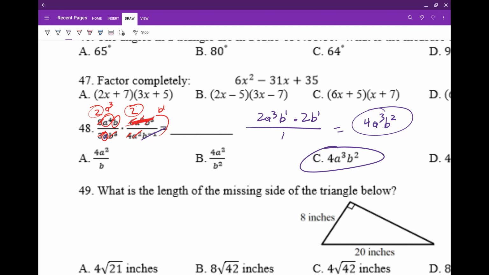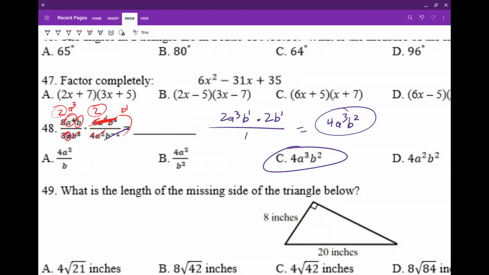We applied the exponent rules of when you divide two common bases with exponents. Then we did the negative exponent rule, and we also did the when you multiply two common bases with exponents, then you add the exponents. And then also we just simplified across the numerator and denominator. And so that was question 48.